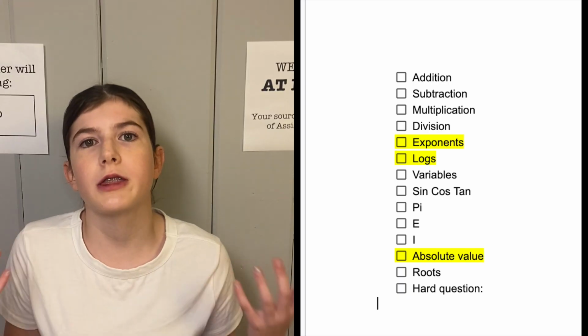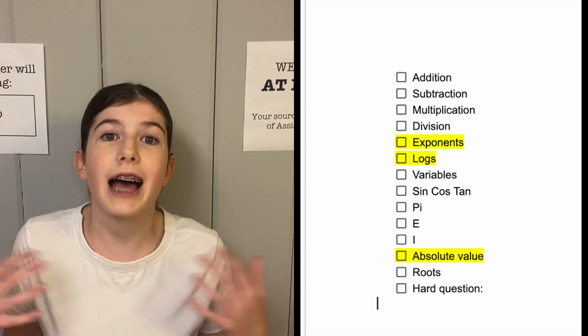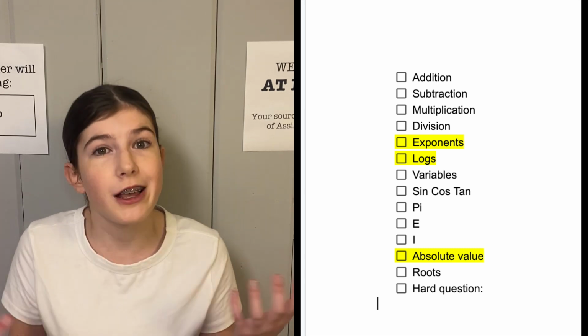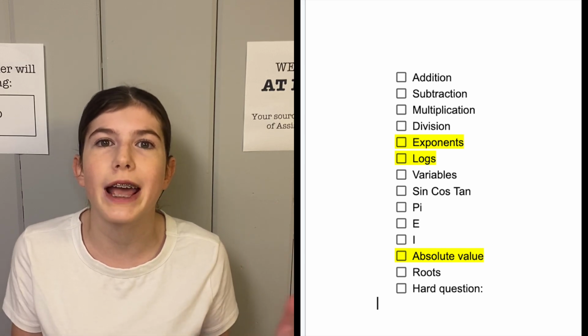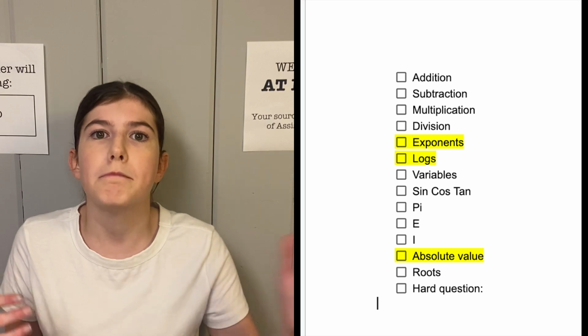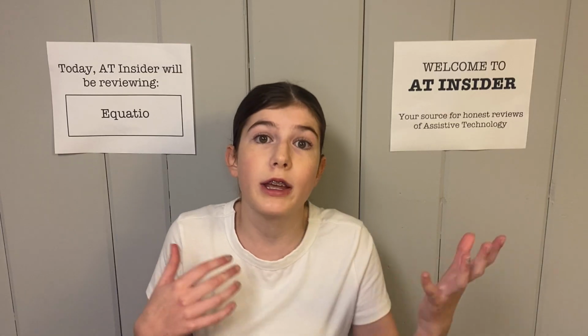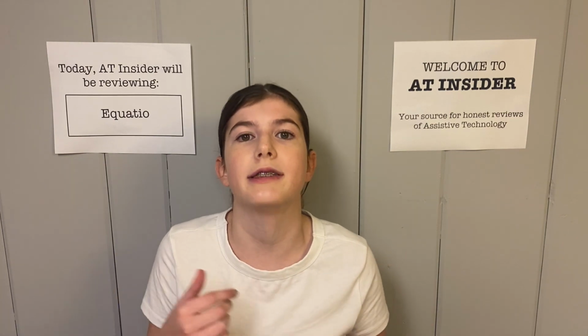The first con is with the speech dictation. It works well with some things, it struggles with others. And I found that the voice dictation just does not work with logs and absolute value. I tried to say it a million different ways, and it just doesn't work, right? So while the dictation may work well with basic math or even exponents, it does struggle with some other types of math, and so that is a con.